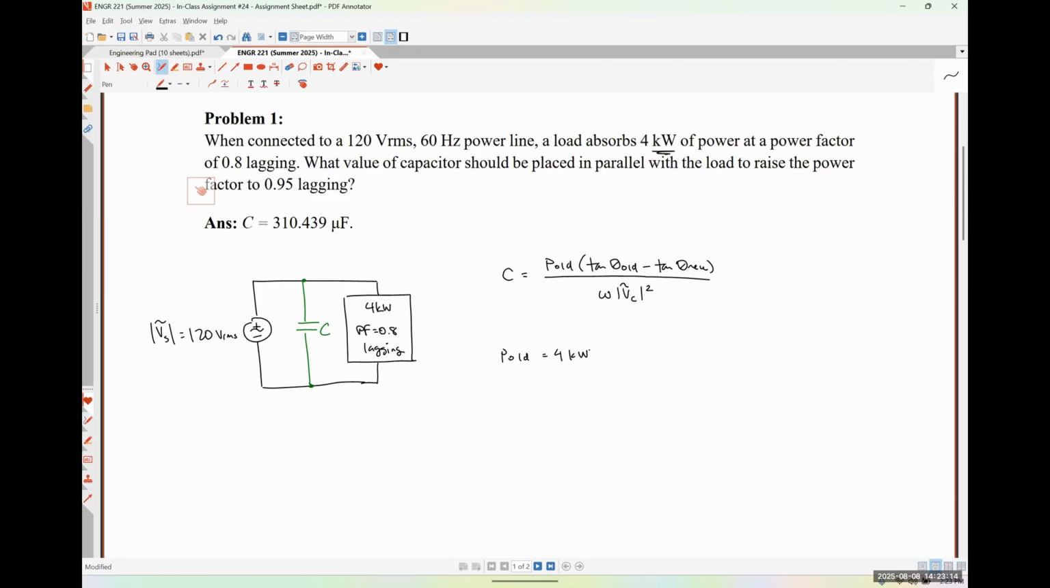Were we given theta old? Well, not exactly, but we can find it pretty easily, right? So PF old is 0.8 lagging. And so from that, theta old is just going to be the inverse cosine of PF old. So when I put that into my calculator, inverse cosine of 0.8.